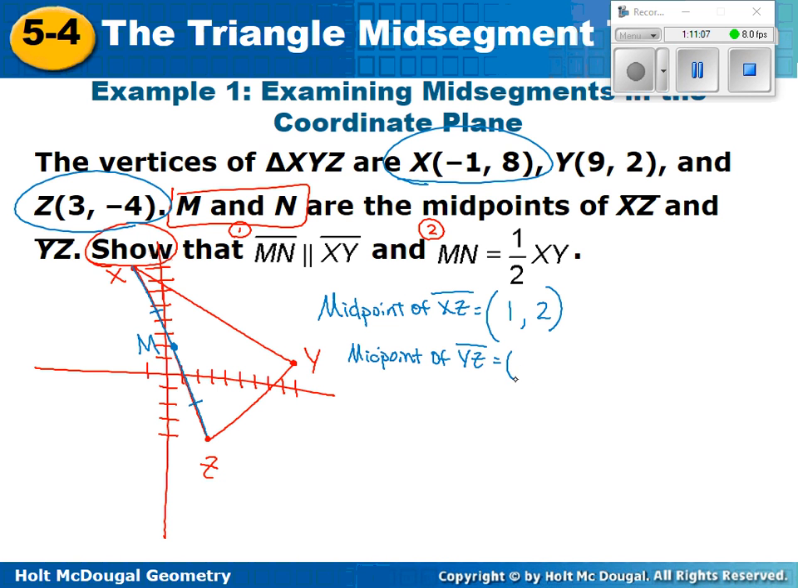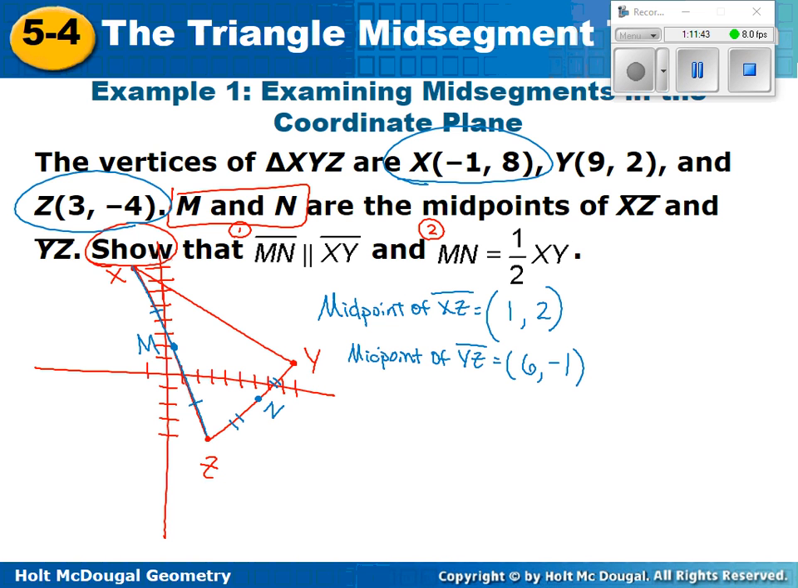And again, I'm just going to do that mentally up here, now using the coordinates for Y and Z. So we've got 3 plus 9 is, divided by 2, 6. And then negative 4 plus 2, negative 2 divided by 2, negative 1. Okay, so we have a point at 6, negative 1. And again, make sure that that does look like it's splitting your line into 2 congruent parts.